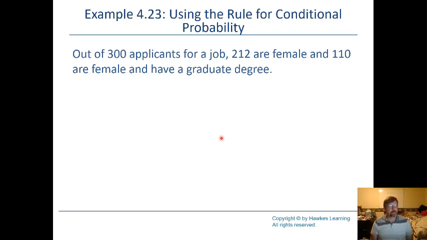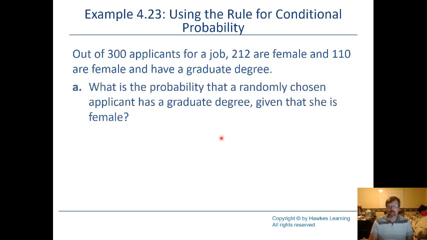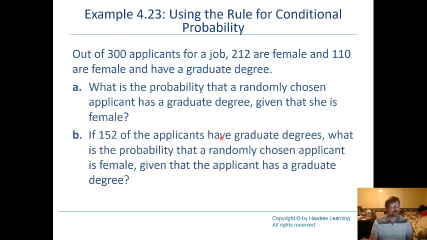All right. So we don't know the number of males with graduate degrees in this instance, so we can't just calculate that directly. We know how many females have a graduate degree and how many females there are. Right. Next question is, if 152 have graduate degrees, what is the probability that a randomly chosen applicant is female, given the applicant has a graduate degree?